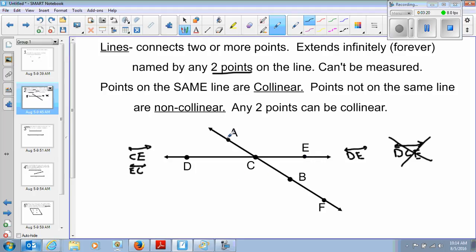So this line right here actually has 4 collinear points that I've named on it. I could call this line anything with those 4 points, any combination, but I only want to use 2 of those letters. So I could call it line CF, or I could even call it line FA. Those are referring to the same line. It doesn't matter which 2 points I use. I just don't want to call this line ACBF. You only name it with 2 points.